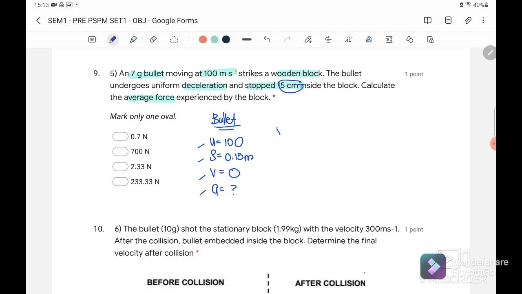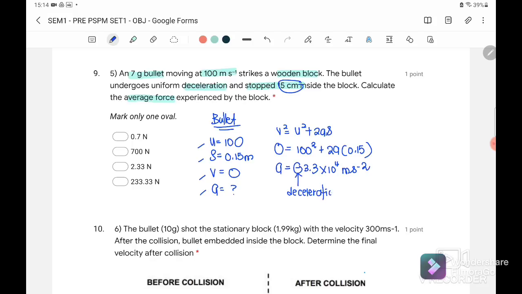We can use the equation v squared equals u squared plus 2as, where the final velocity v is equal to 0, u is 100, so 0 = 100 squared plus 2a times 0.15. So finally, we will get acceleration is equal to negative 3.3 × 10^4 meters per second squared. Negative here shows that it experienced deceleration.